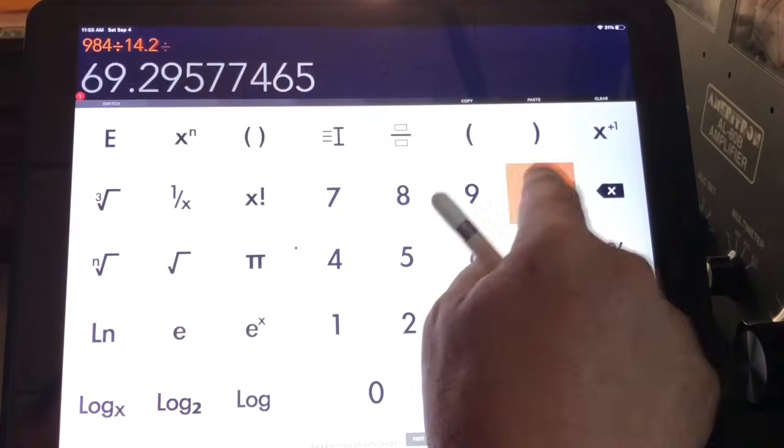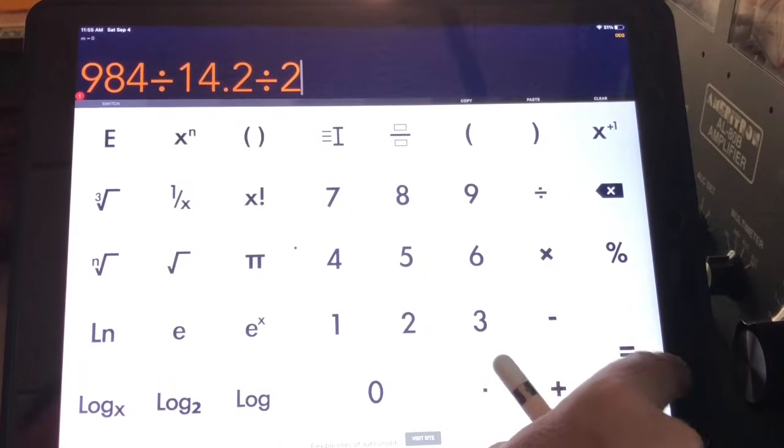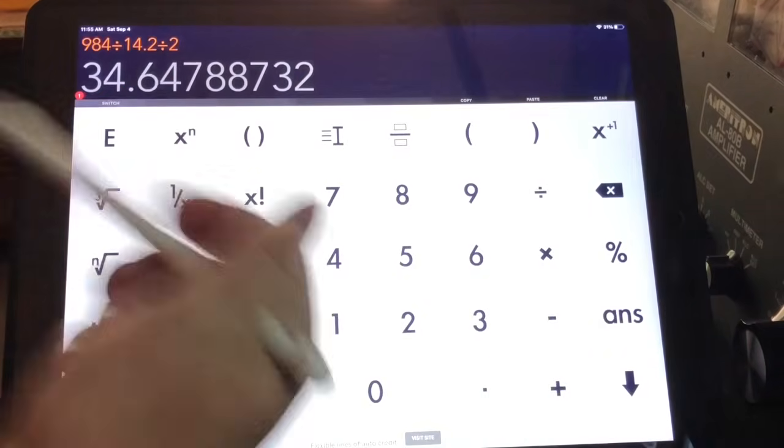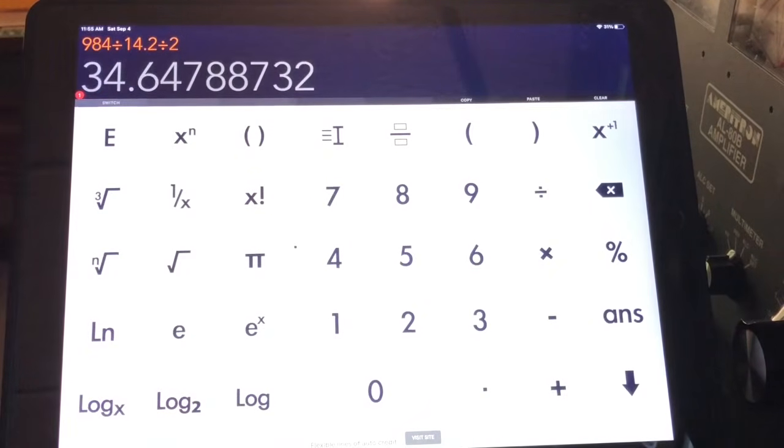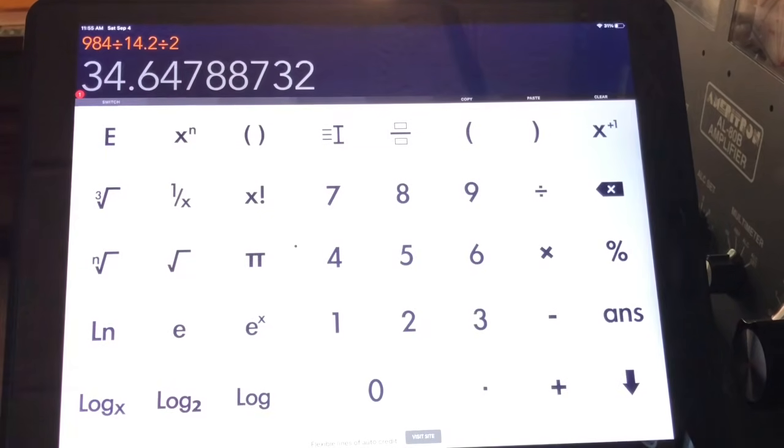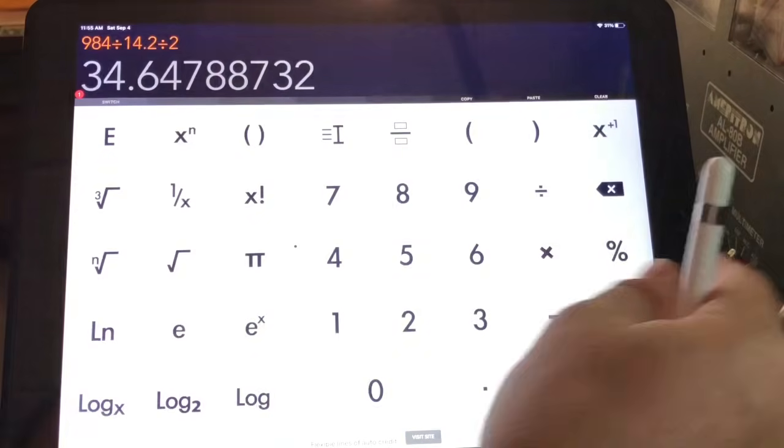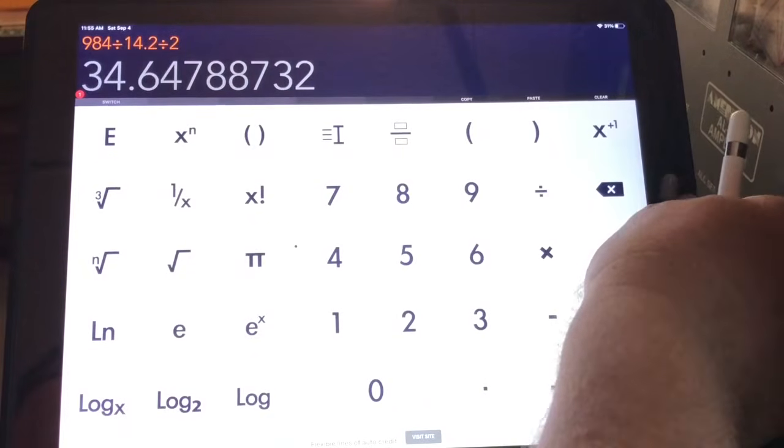Now we can divide that by 2. Higher is better, okay? But what you want to shoot for is at least, in this case, roughly 34 and a half feet, 35 feet for a 20-meter dipole. If you get the middle and the ends up at roughly 35 feet, I'll tell you what's going to happen.